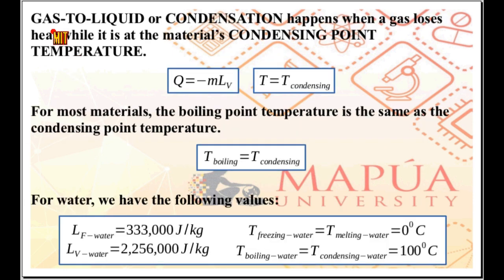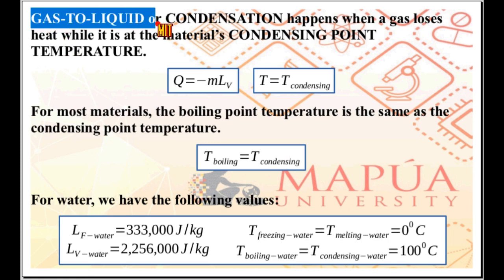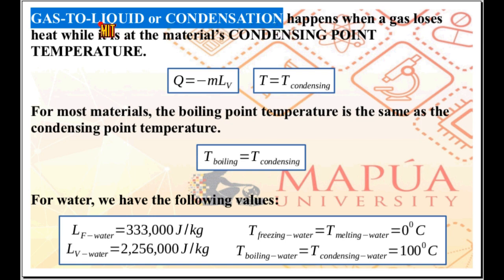The reverse of liquid to gas, or boiling, is the gas to liquid transition, or condensation. Gas to liquid transition happens when a gas loses the right amount of heat energy, so Q is negative, while the material is at its condensing point temperature. Again, two conditions. The object must lose the right amount of heat energy while it is at the condensing point temperature of the material that comprises the object. The amount of heat that needs to be lost is given by Q equals negative, again energy loss, heat loss. Q is equal to negative mLV.